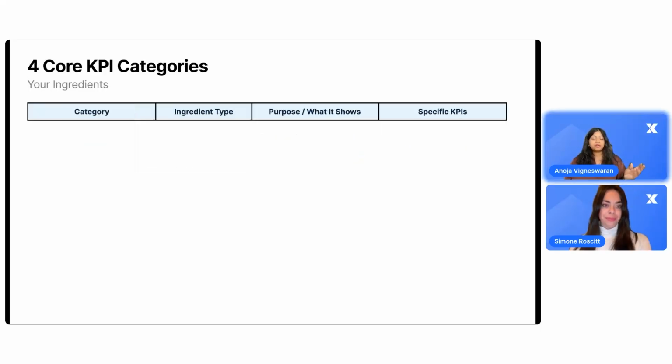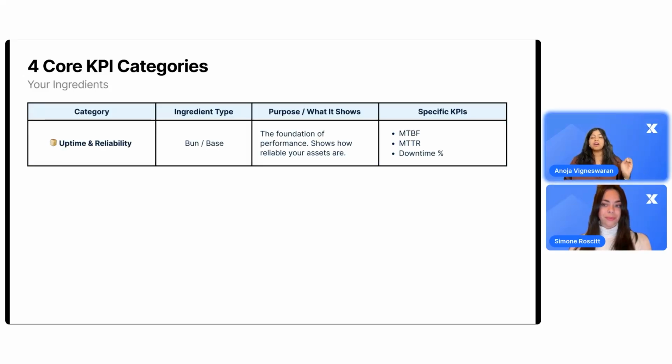Now, every great burger starts with the right ingredients, and it's the same with reports. One way to make reporting easier to think about is to group metrics into a few core categories. So think of these as the main ingredients in most of your maintenance reports. Almost everything you'll look at fits into one of these four buckets. First off, we've got uptime and reliability. Reliability, so this is the foundation. These metrics help answer the question, how reliable are our assets?